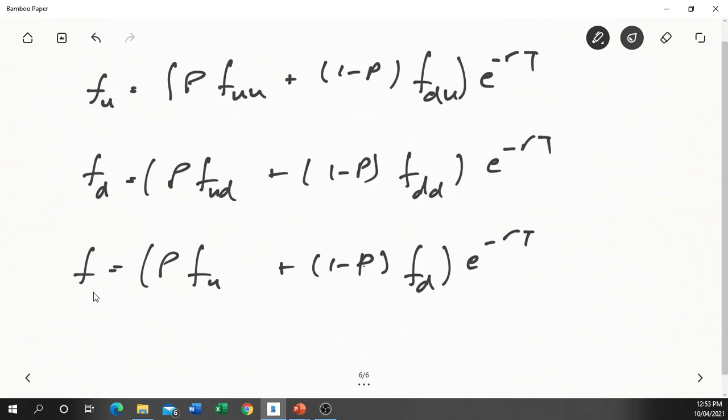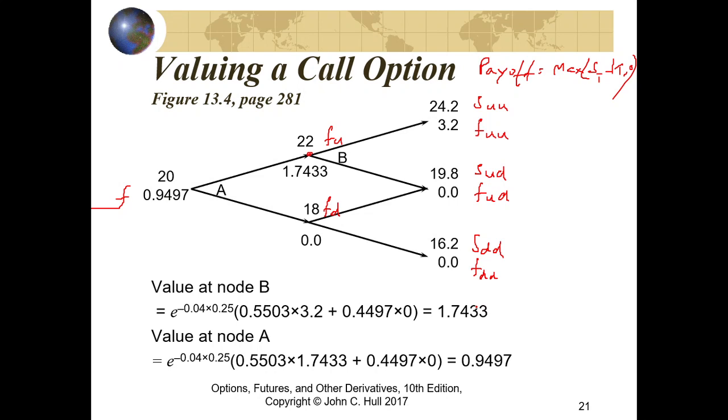So for example, if we have here FUU, then this will be FUUU, and here will be FDUU, for example. Okay? Then what will be FU in our case?